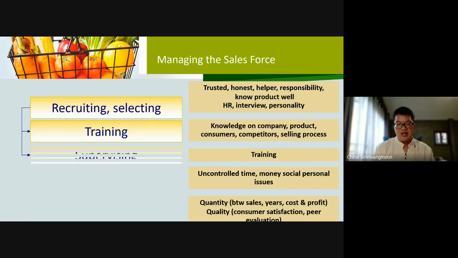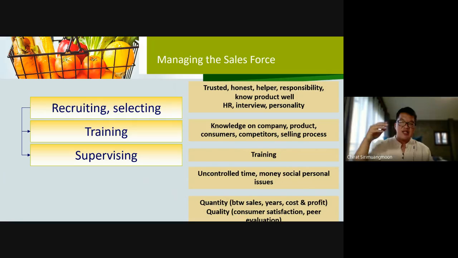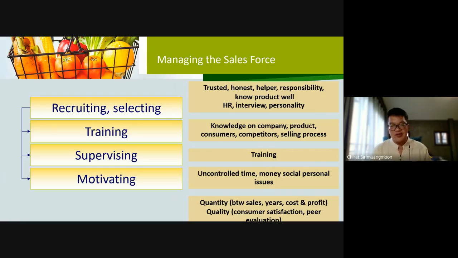Then supervising. After you train them, you need to have some people to train more, like supervise them, but at a different level. Sometimes a manager might supervise the follower to use some policies, and then you need to follow him or her.